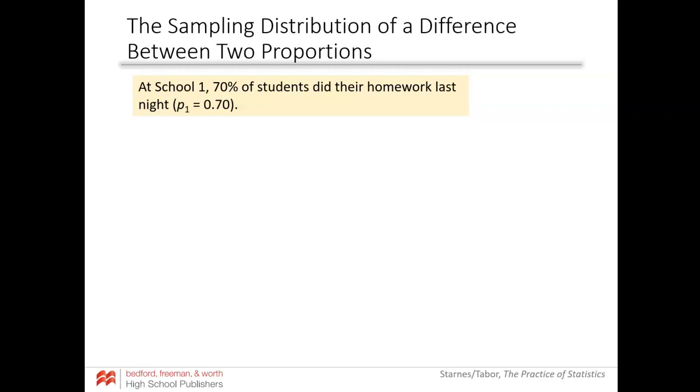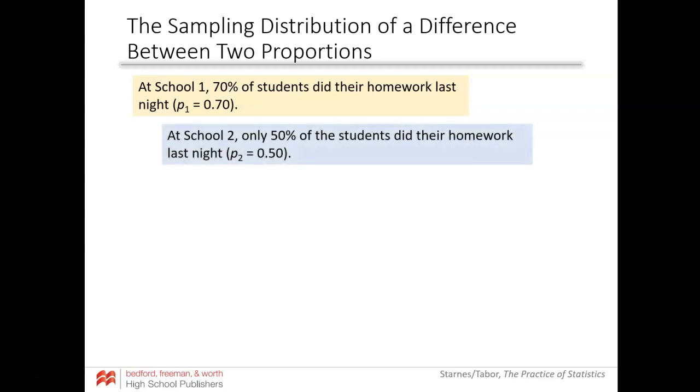What if we have a sampling distribution of a difference between two proportions? So here we have two high schools, high school one and high school two. At high school one, 70% of the students did their homework last night, so their P value, if you want to call it that, is 0.7. And then the other school, only 50%. So their value for P is 0.5.